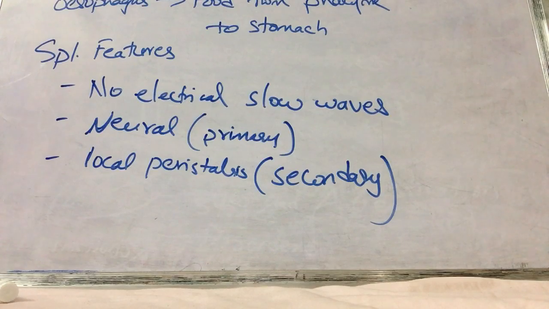So it has no electrical slow waves as compared to the other parts of the gastrointestinal system, and that is why the excitability of its muscle is low, and the muscles of the esophagus are always relaxed except during deglutition, and all the muscle fibers are striated and are innervated by vagus nerve. And the activation of the deglutition reflex initiates the peristaltic contractions, that is by neural mechanism. Primary peristalsis is by neural mechanism, secondary is by local peristalsis, that is the presence of food bolus will cause the peristalsis.